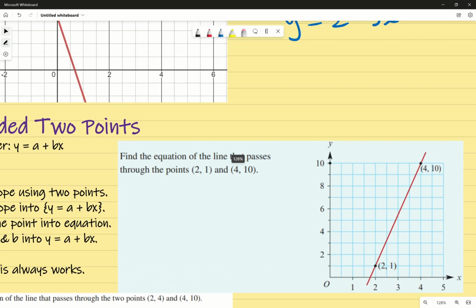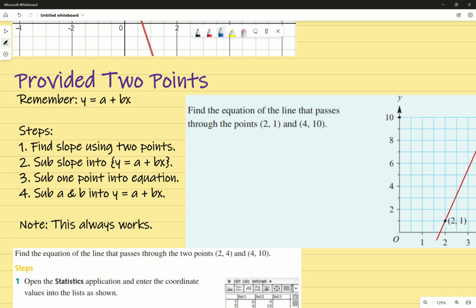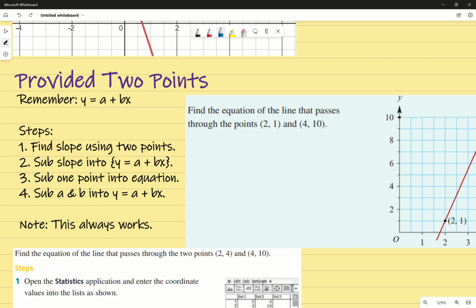What happens if you've been given something like this? There is no y-intercept for you to just take out there, so we're going to actually have to be a little bit more creative. This process, and I want you guys to write down these steps. These are super important, and I've already shorthanded them for you, but if you'd like to shorthand it even further, you're more than welcome to do so.